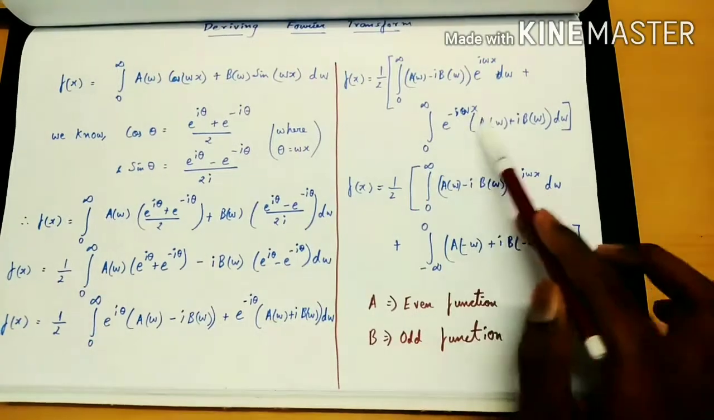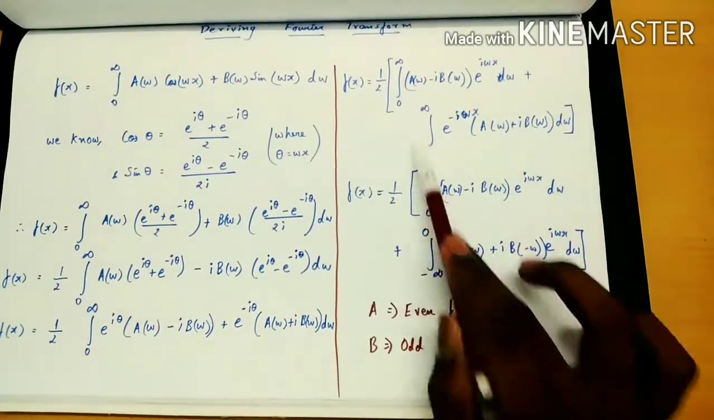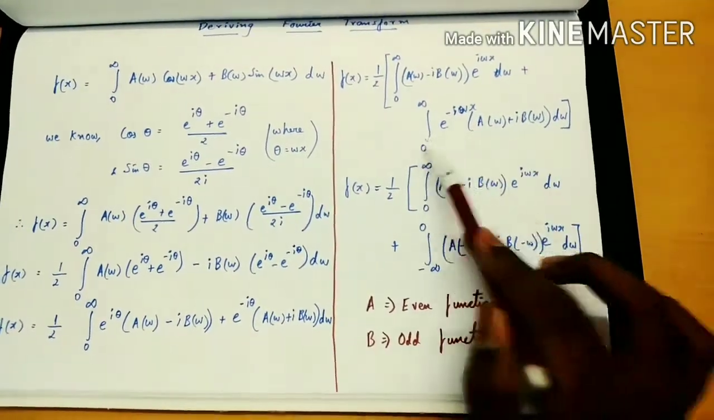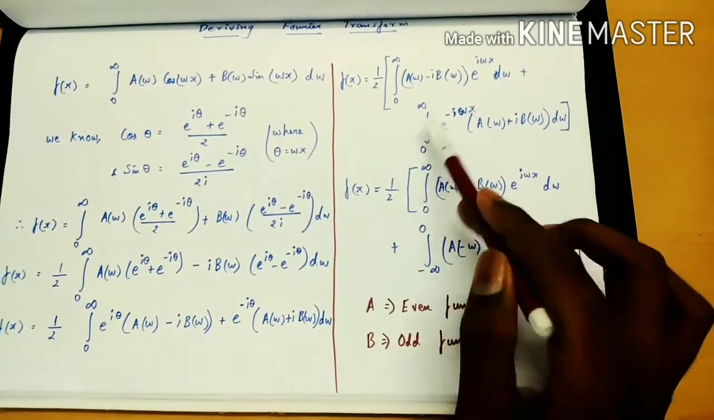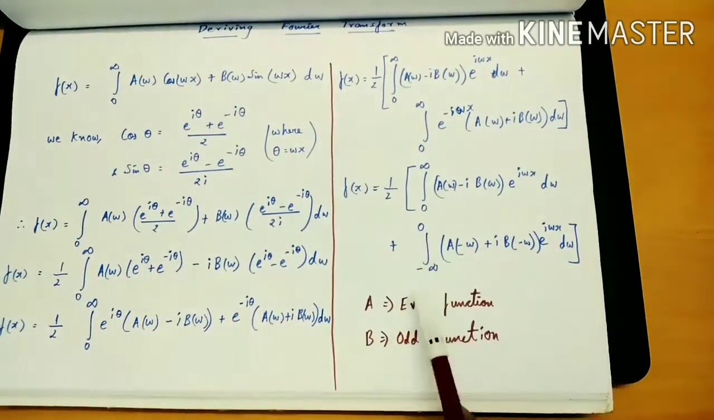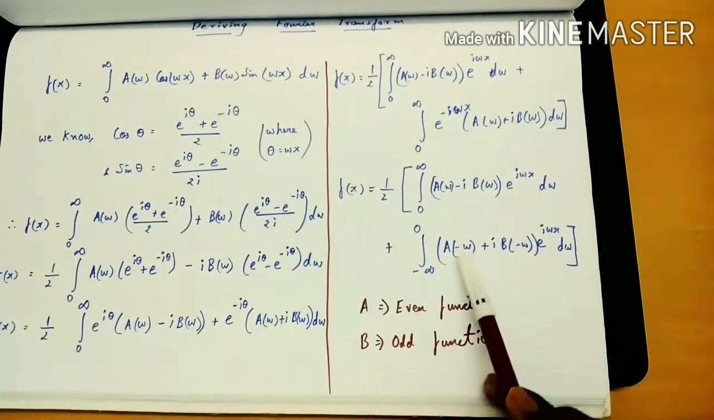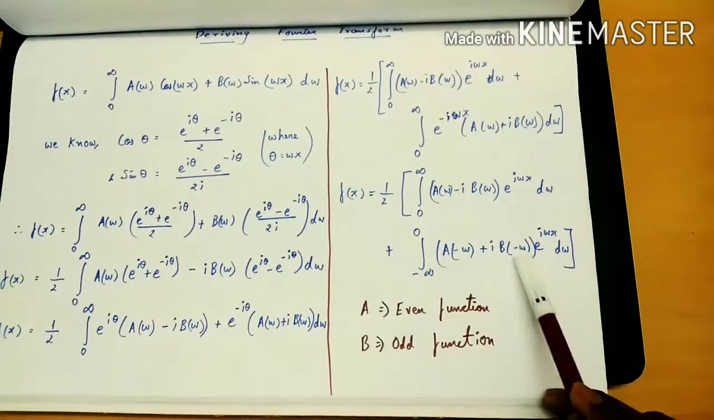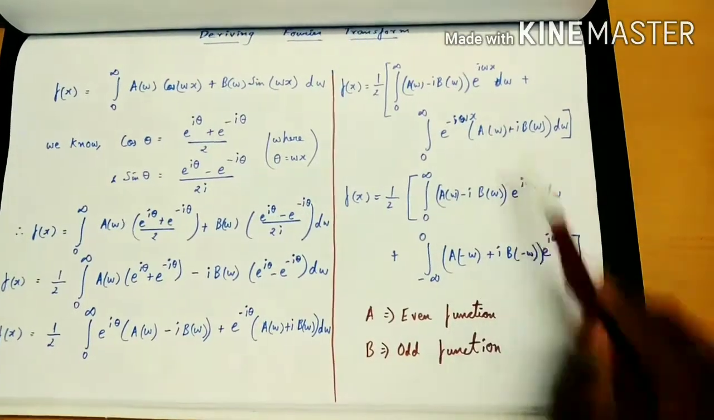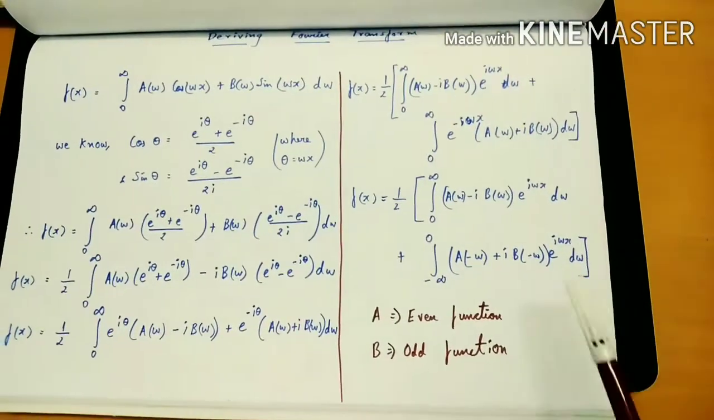Let us replace this omega in the second integral with minus omega. Therefore the limits also change. Rather than from 0 to infinity, now they become from minus infinity to 0. So we have a of minus omega plus b of minus omega, and e power minus i omega x becomes e power i omega x.